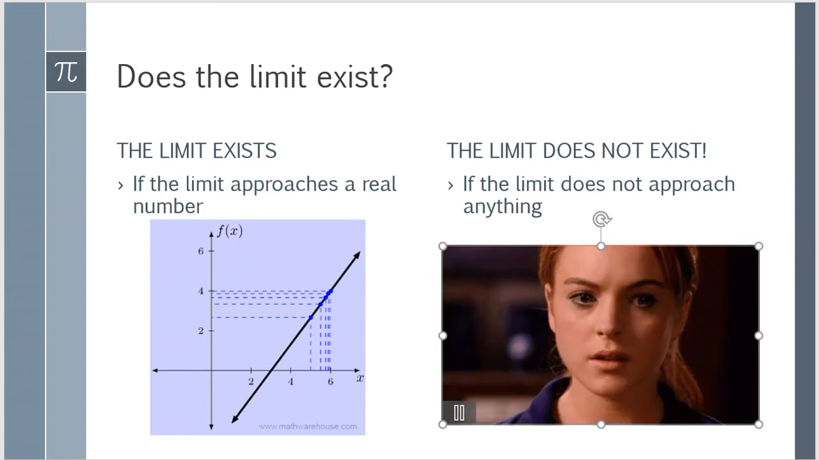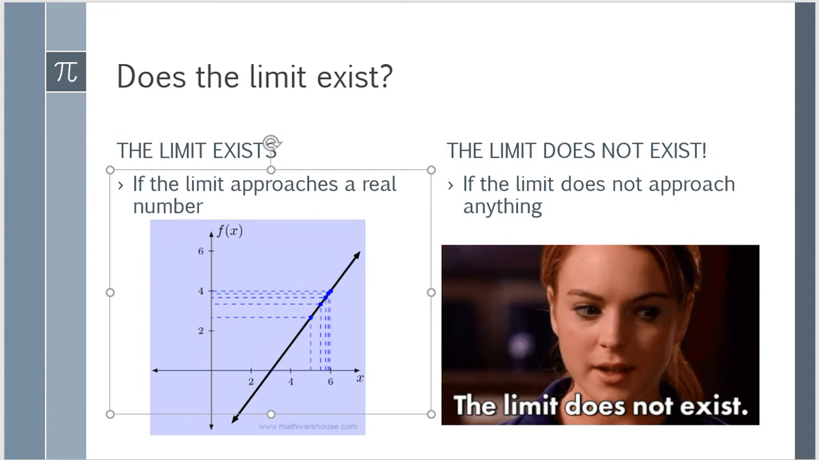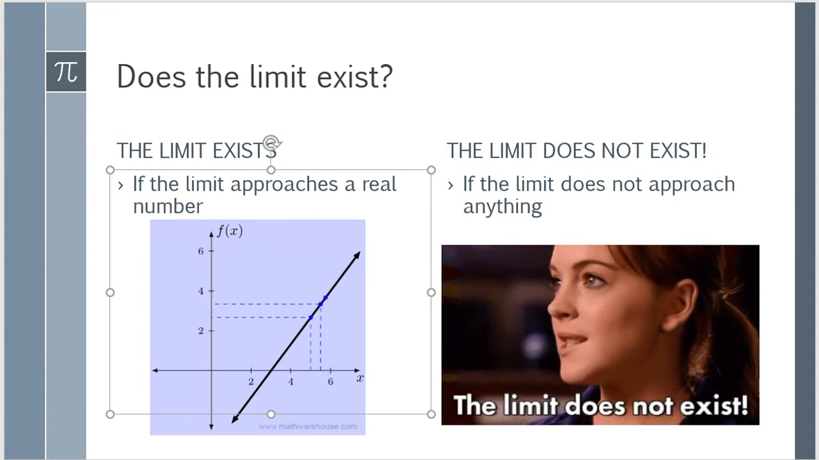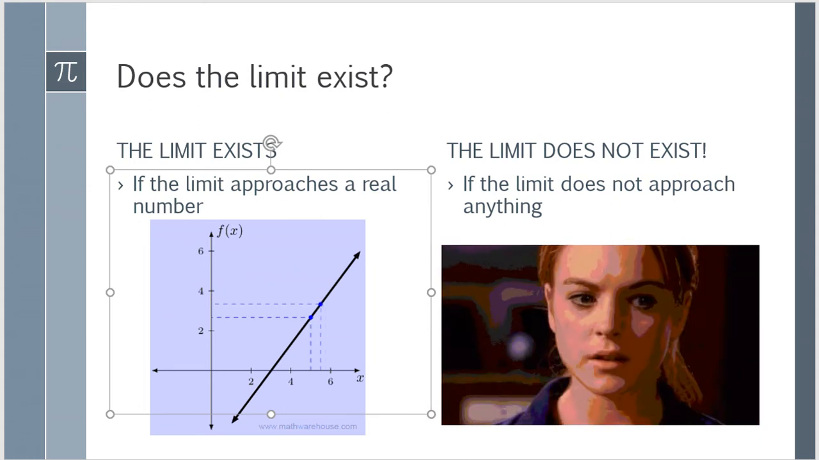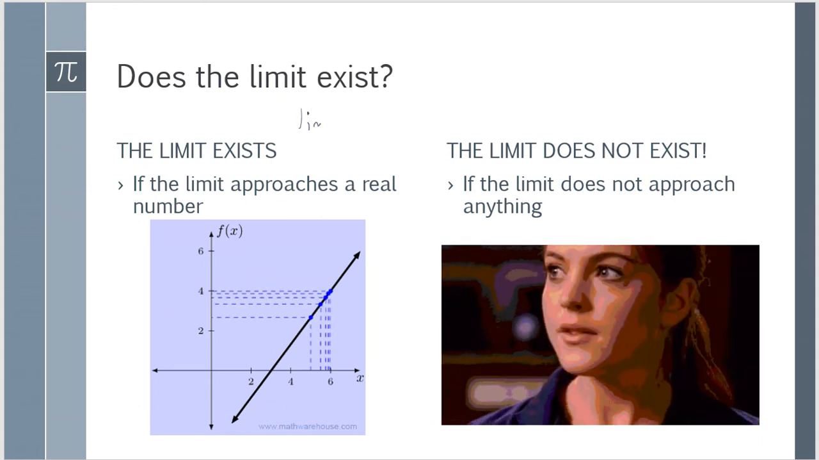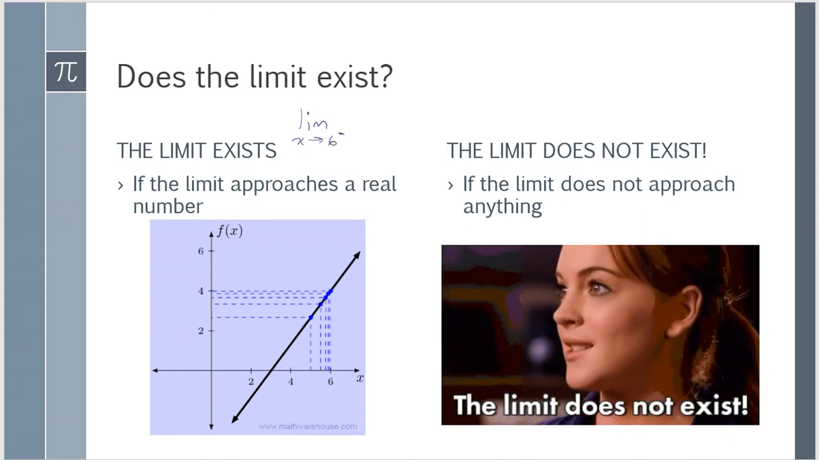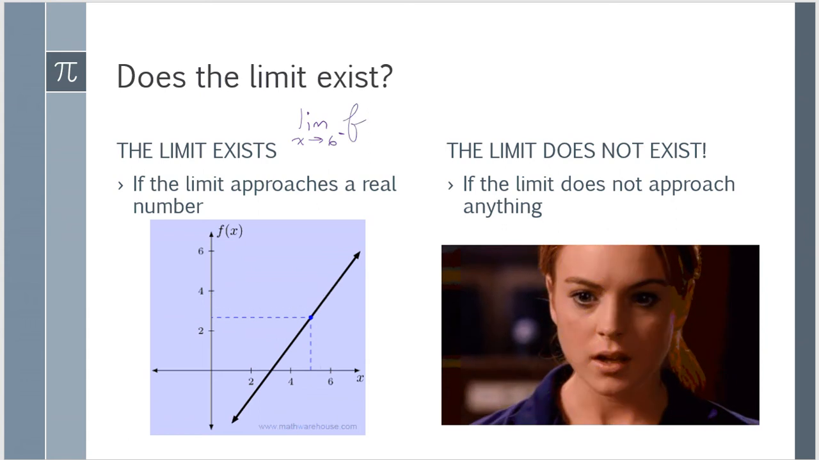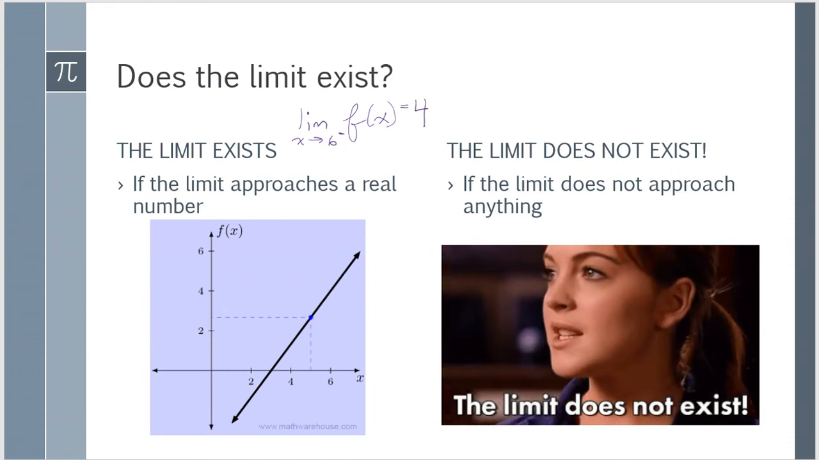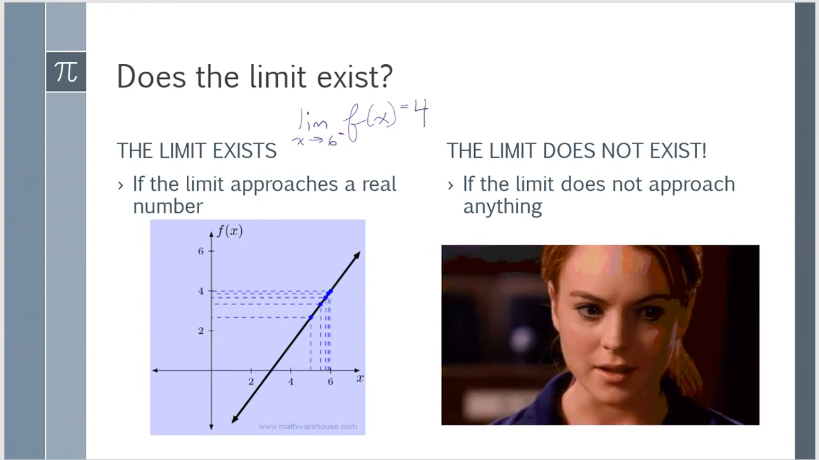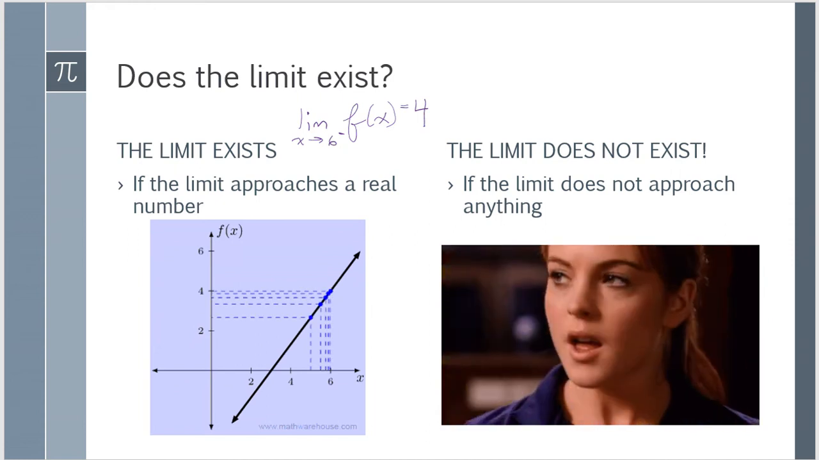So in this first GIF, as x approaches 6, the function is getting closer and closer to a value of 4. The limit as x approaches 6 from the left-hand side, shown by the little negative sign, of the function f of x, is approaching a value of 4. This limit does exist, because as we approach 6 from the left for the x's, the y values are approaching 4.